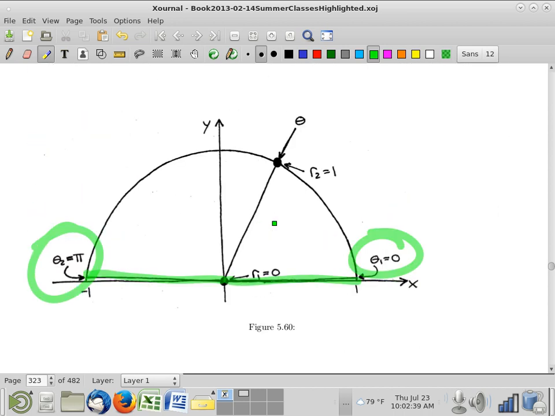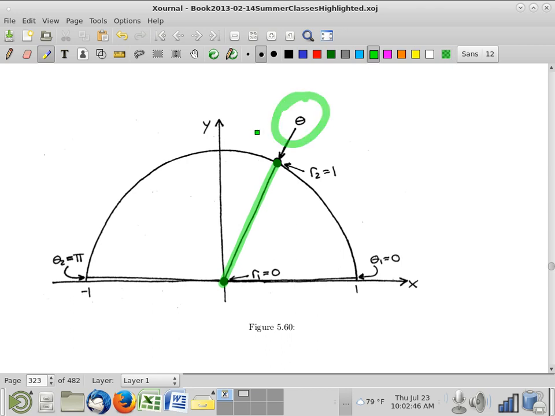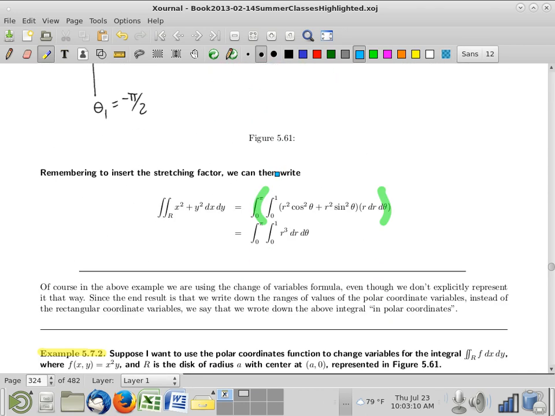Right. So now, what else do I need to know? Well, I need to know now the range of values of R, so I have to pick a theta slice, some arbitrary value of theta, somewhere between 0 and pi. And for that slice, I need to know, where does R start? Well, R clearly starts at 0, because that's the origin. That's R equals 0. And it ends when I get to that curve. Well, that curve is the unit circle where R equals 1. So R goes from 0 to 1.